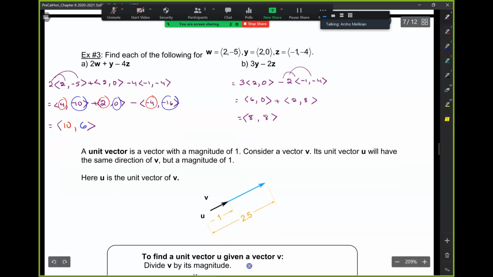Now, as an extra, if you wanted to find the magnitude of 3y minus 2z, and you have the component form, all you do is square root the first one squared plus the second one squared.